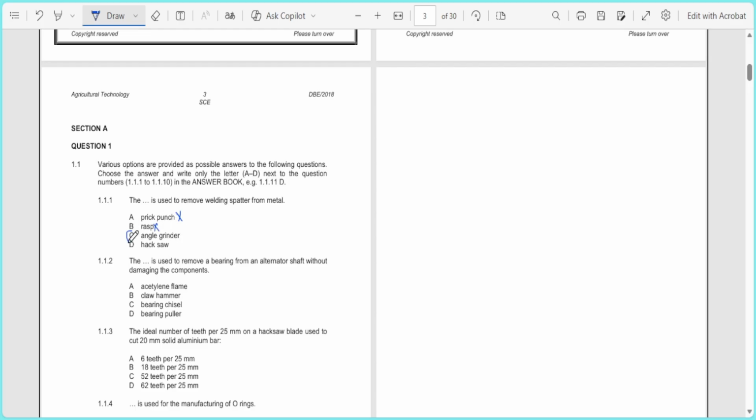C is the answer, an angle grinder. But why an angle grinder though? Welding spatter is the small material that hardened after the welding process, right? So an angle grinder with a grinding disc is actually perfect for the job, for smoothing the surface post welding. So the correct one should be C. For 1.1.1, the correct answer is C.